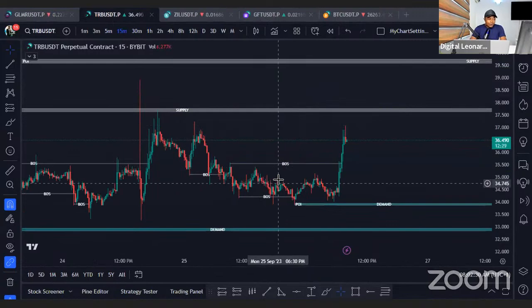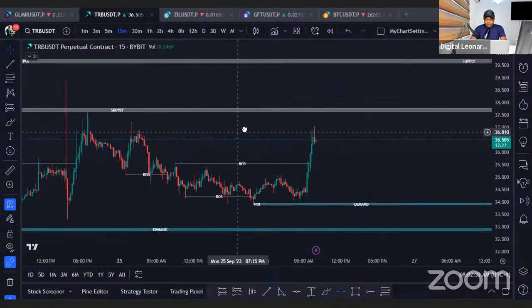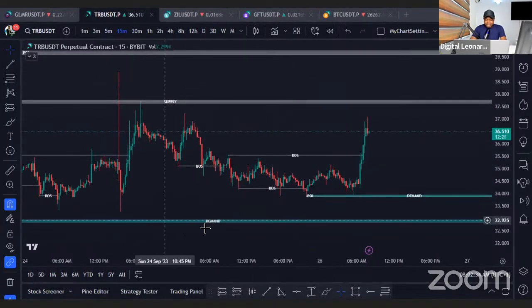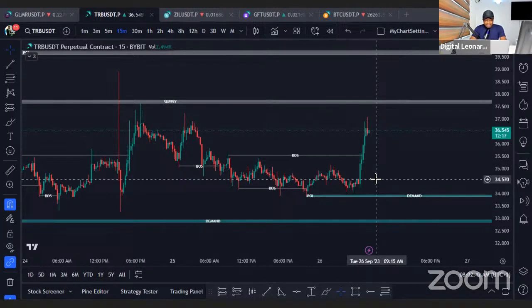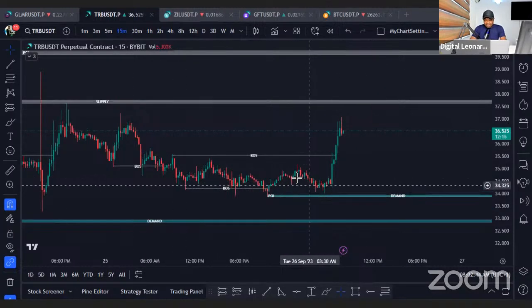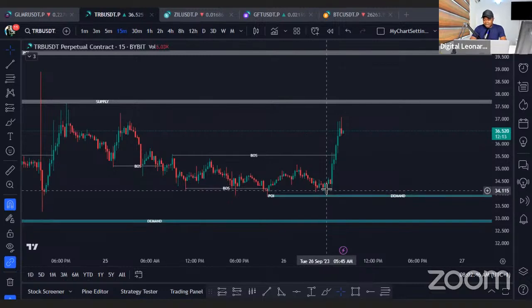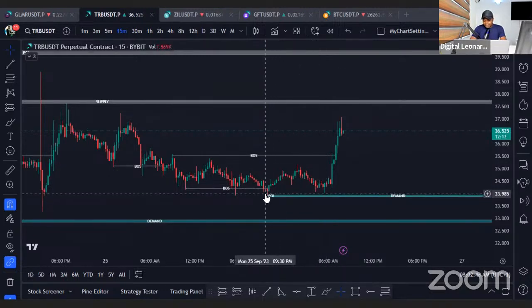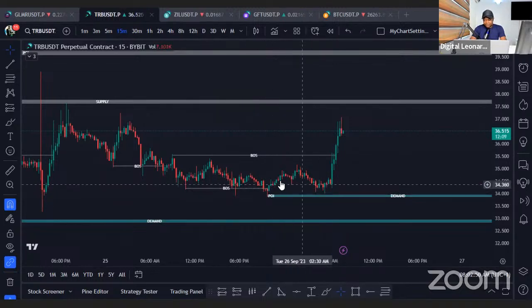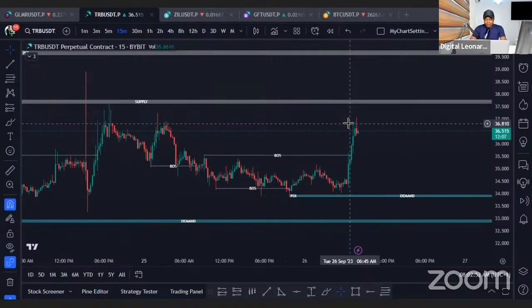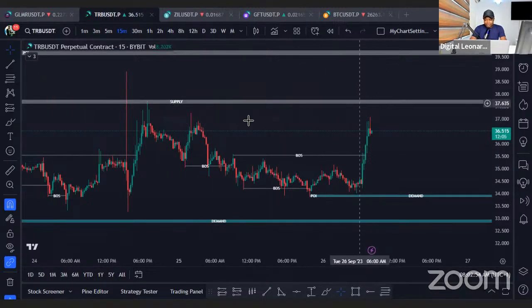Then for my TRB token, I told you guys yesterday that I was looking at picking a trade at 33 or even 33.6 or thereabout. I was looking at 33.6, but we didn't get down as low as 33.6, but I did grab this at the level of 33.955. And this is going up gradually, very well.